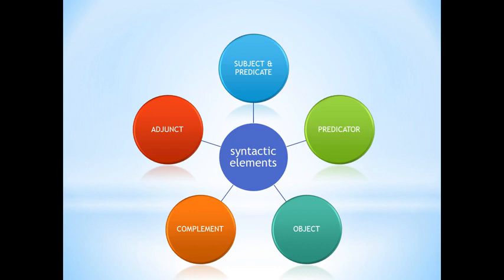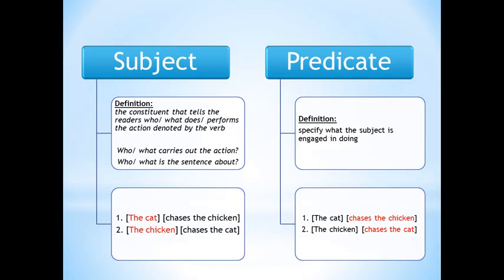Now we see the syntactic elements. There are 5 subpoints in the syntactic elements. The first, subject and predicate. The second, predicator. The third, object. The fourth, complement. And the fifth, adjunct. Now we discuss each of these subpoints.